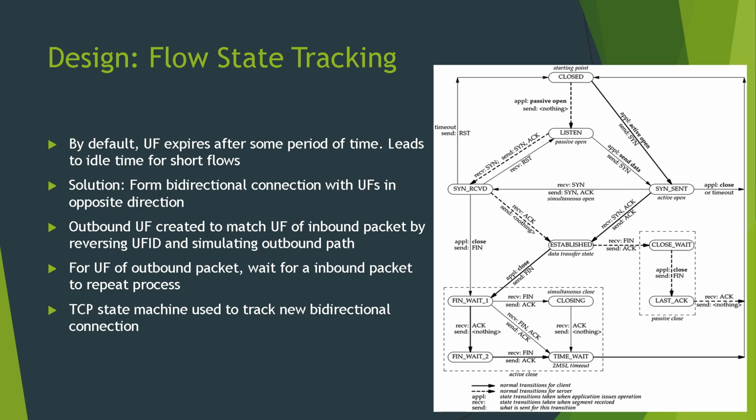After the inbound action, it reverses the UFID of the packet, and then it simulates it through the outbound path of that port. For a new outbound UF, we wait for an inbound packet to create a new inbound UF. When that inbound UF is ready to look up its reverse UFID, we will already have an existing flow ready to pair it with. Once this occurs, we can then use a simple TCP state machine to track this pair of unified flows as a connection.